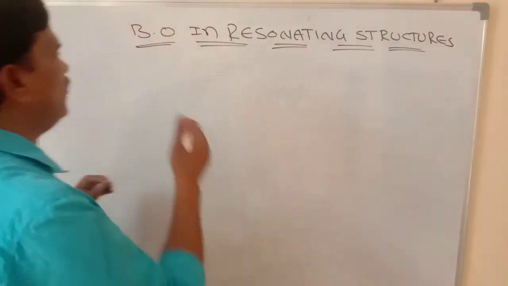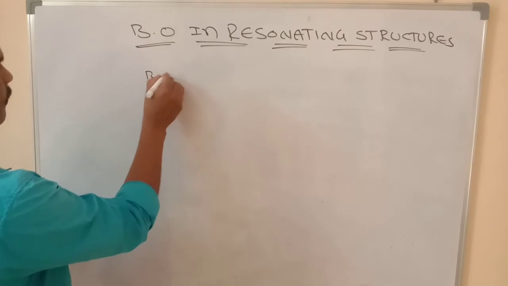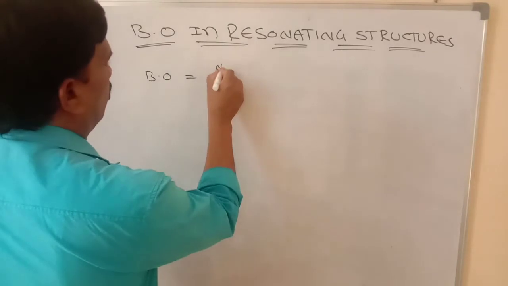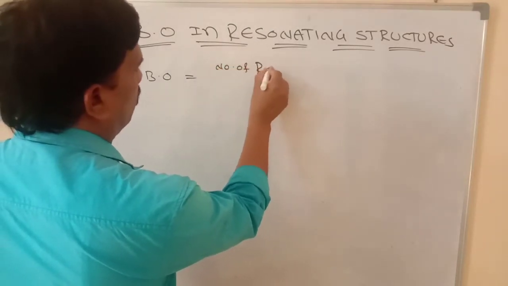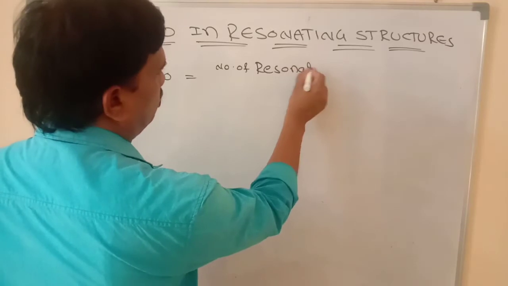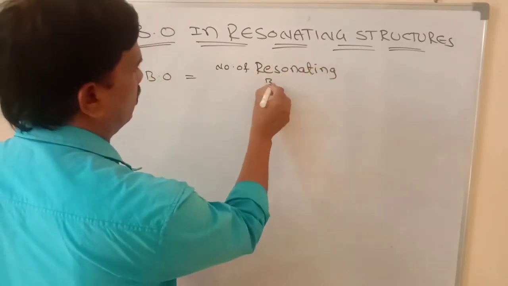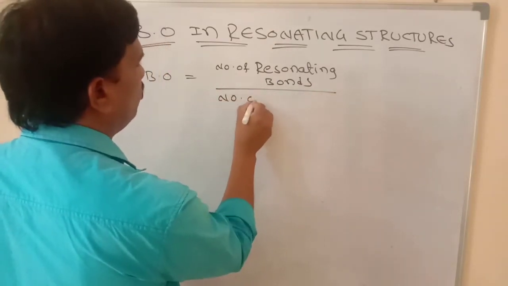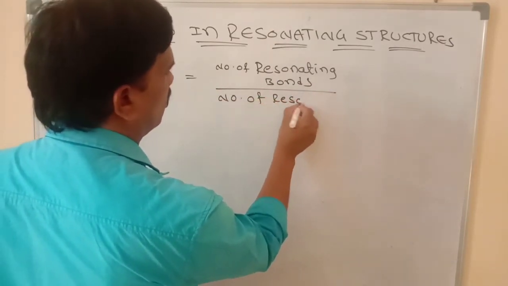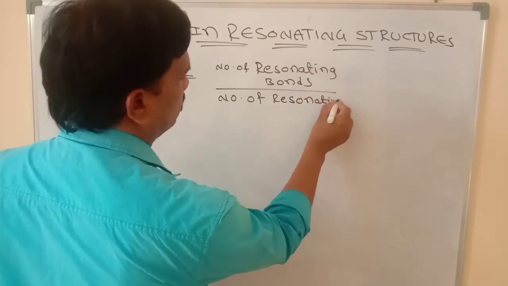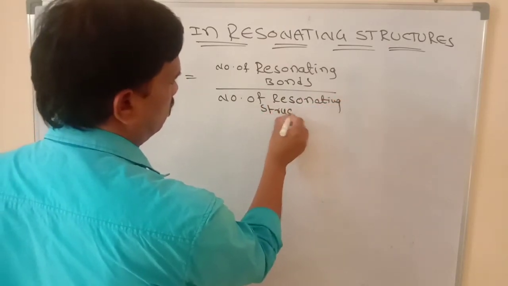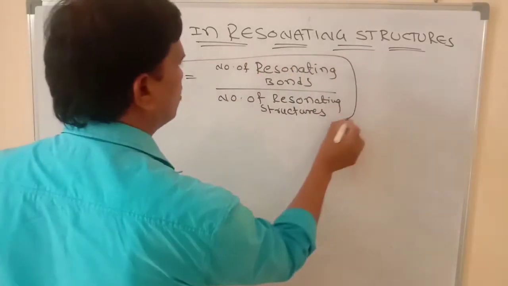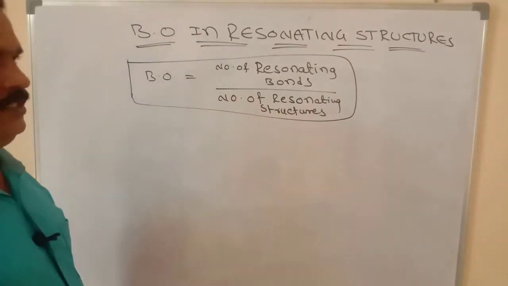Okay, bond order in resonating structures. So what is the base formula for resonating structures? Bond order is equal to the number of resonating bonds divided by the number of resonating structures. This is the base formula for the calculation of bond order in resonating structures.